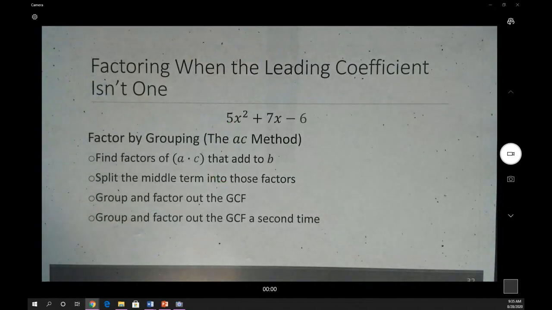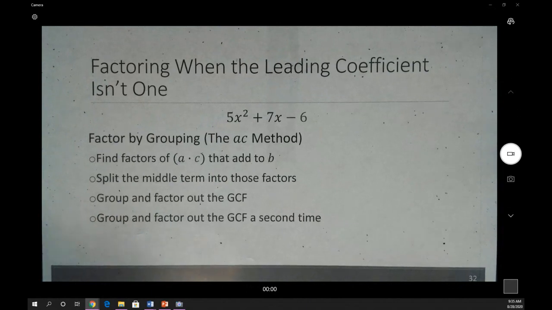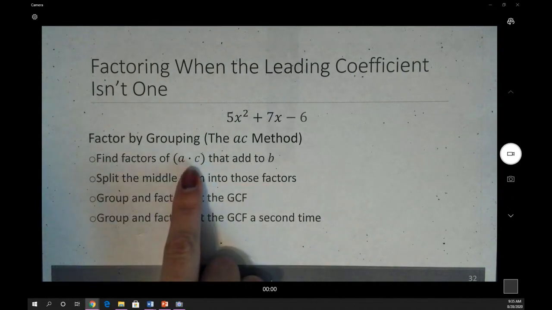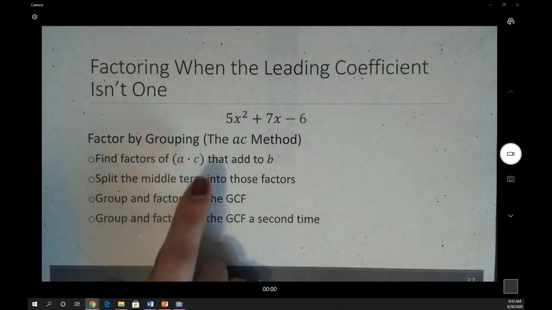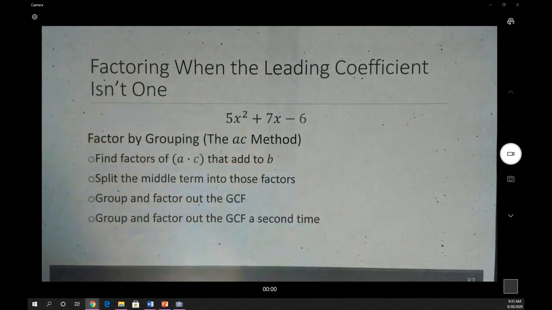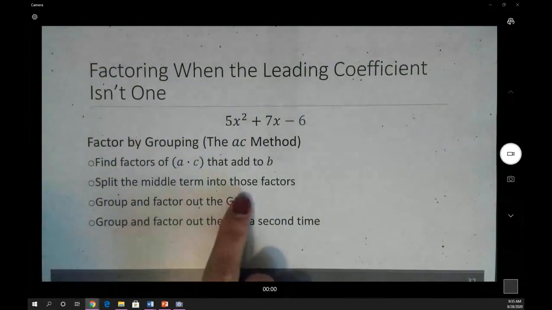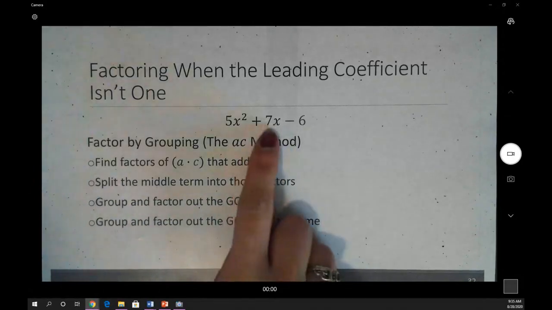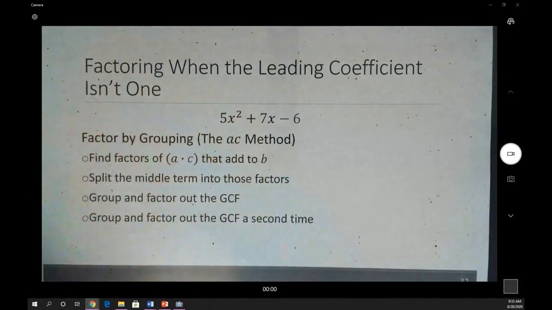So if we're looking at 5x squared plus 7x minus 6, we can factor by grouping, which is also known as the AC method. So we're going to multiply a times c, like we've been doing. We're going to find the factors of a times c that add to give us b. So that's what we've been doing so far. This is when things get different. We're going to split the middle term into those factors. So we're going to take this middle term here and break it into 2 things added together. That's going to make it so we have 4 terms. Then we can factor by grouping like we did earlier. So let's see what that looks like.